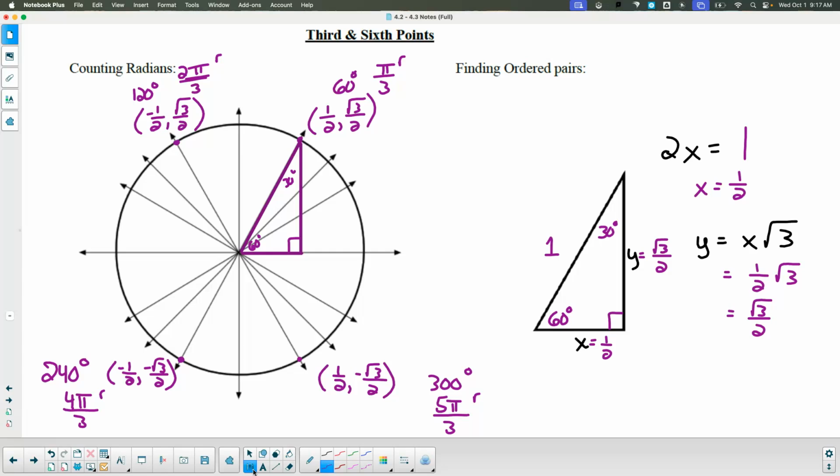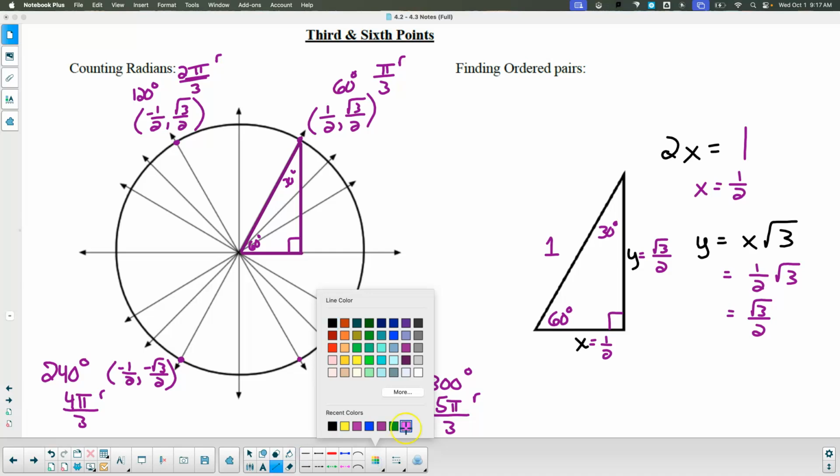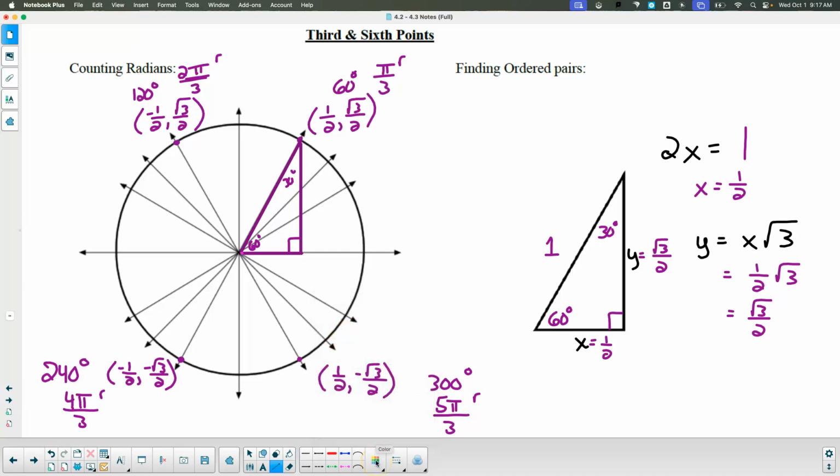I should pause here to make sure you're all caught up. Everybody good on that? Yeah. The nice thing is that you can also take that 30, 60, 90 triangle and spin it around on its side and make another 30, 60, 90 right triangle right there. Where now, here is your 60 degrees, and here is your 30 degrees. All of this math is going to stay the same.